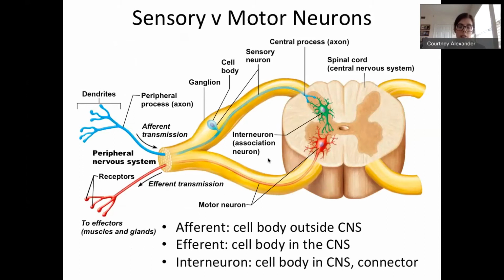Okay, reminder about some words. Afferent are the sensory nerves. They approach the brain, and efferent are the motor nerves. They leave the brain. So the afferent ones have their cell bodies outside of the central nervous system, and the efferent ones have their cell bodies inside our central nervous system. And we also have interneurons, which are like short connector neurons.